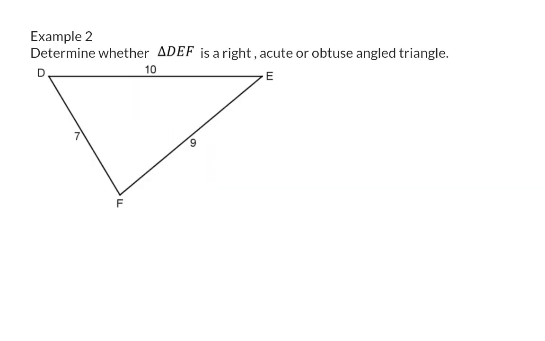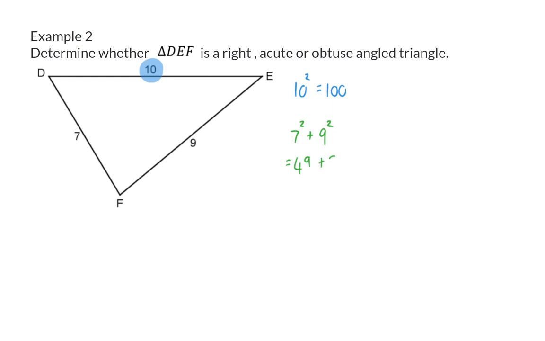Example 2. Determine whether triangle DEF is a right, acute, or obtuse angled triangle. Even though this triangle looks like an acute triangle, we can't accept that it was drawn to scale, so we need to do some calculations. For this, I'm going to start by identifying the longest side and then take that 10 and square it to get to 100. Next, I'm going to take the 2 shorter sides and also square them and then add them up.